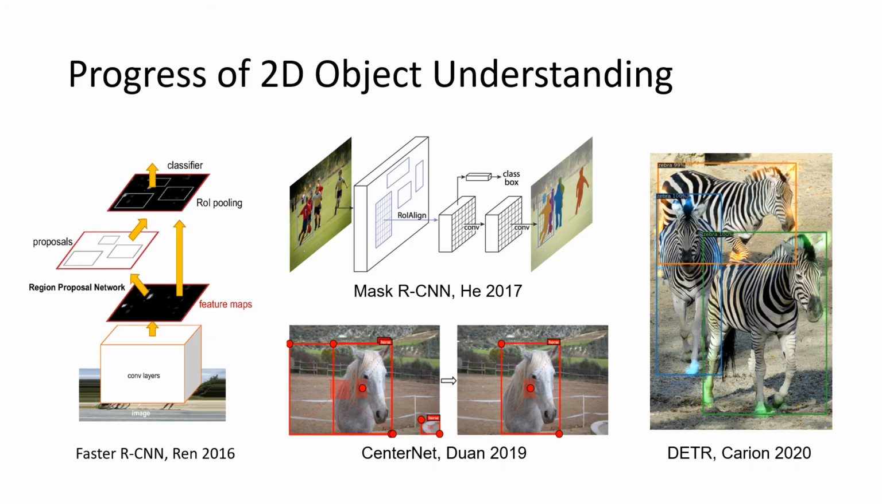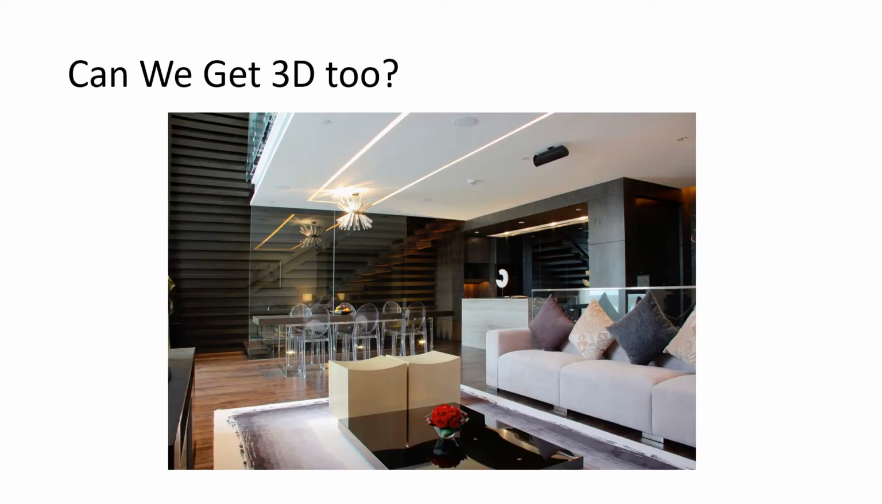In the past few years, we have witnessed significant progress in 2D object understanding. From a single image, we can find the bounding boxes and masks of the objects in it. Consider this image. In addition to the boxes and masks, a human can easily see the 3D geometry of the objects and even the invisible parts. Can a computer do this as well?